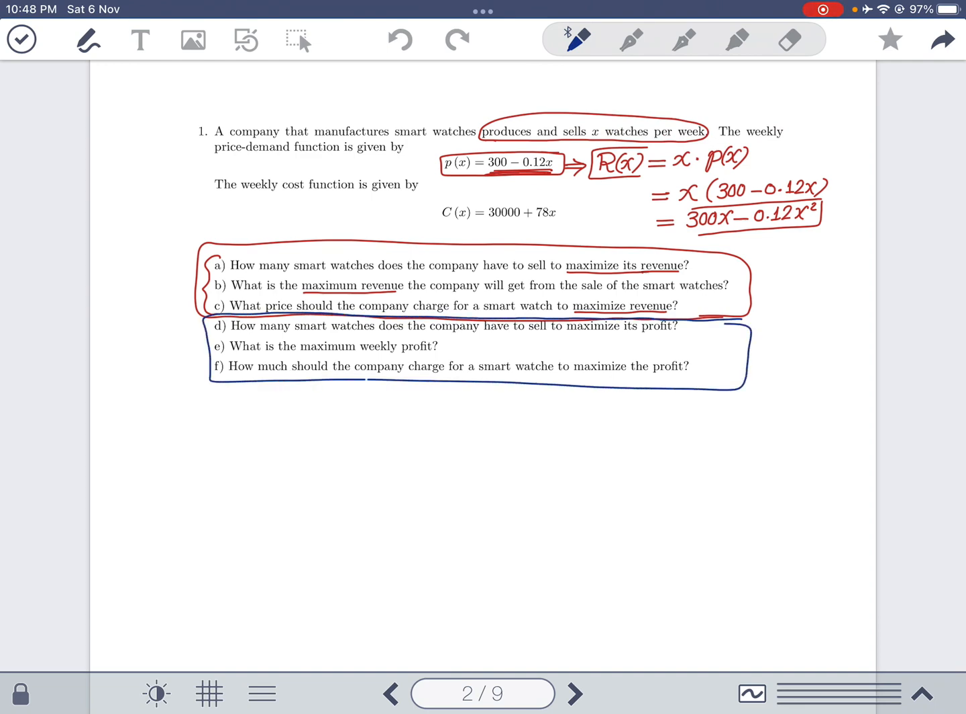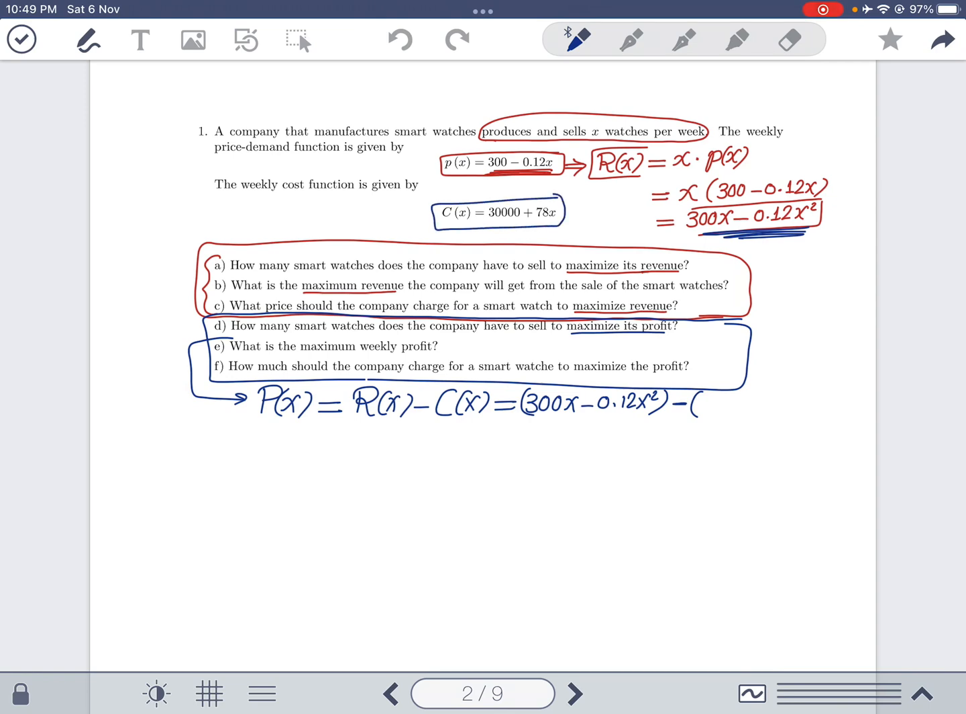So the profit, remember this, maybe I compute it for you now. Here they talk about maximizing the profit. So let's say big P of x, profit, equals the revenue minus the cost. The revenue we just found: 300x minus 0.12x squared. All of this minus the cost, which they give you immediately below. Of course, everything is weekly. So 30,000 plus 78x is the weekly cost. If you compute this, notice 300x minus 78x, because there is a minus here. 300 minus 78 is 222x, minus 0.12x squared. This doesn't have anything to combine with, and then you have minus 30,000.